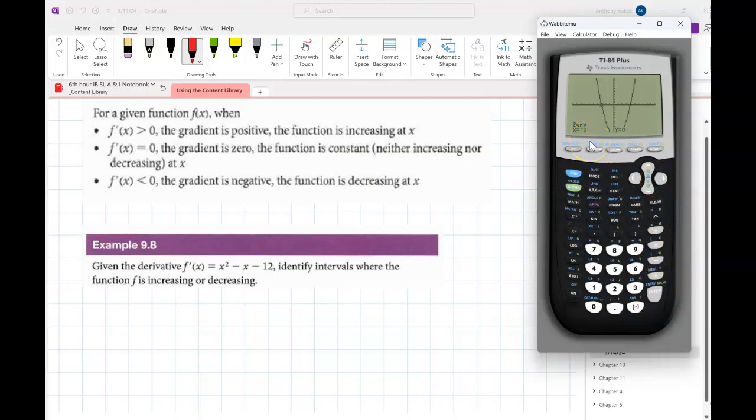So one of my zeros is at -3. And then I'll do second trace, 0 command. Hi, Aiden. Okay. Left bound, right bound, guess, and then 4.